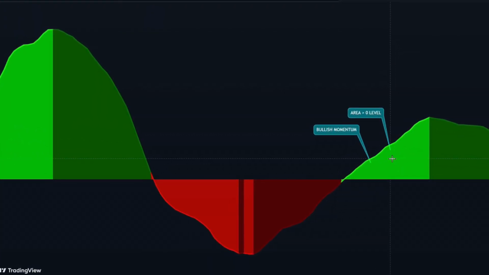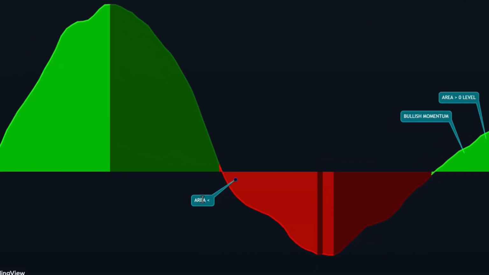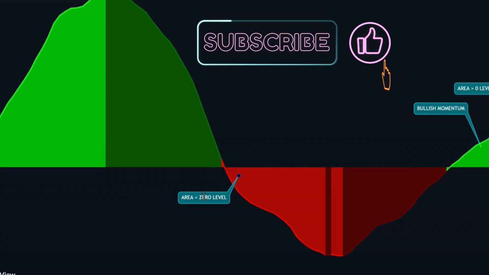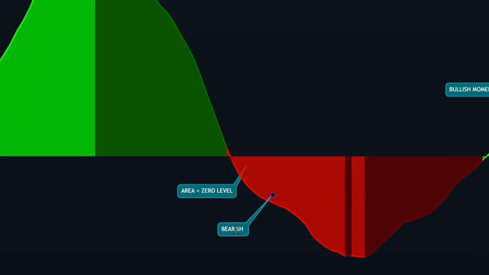Now, let's talk about bearish momentum. If the area of the oscillator is red and positioned below the zero level, it signals bearish momentum. This means that the market is trending downwards and prices are likely to fall.